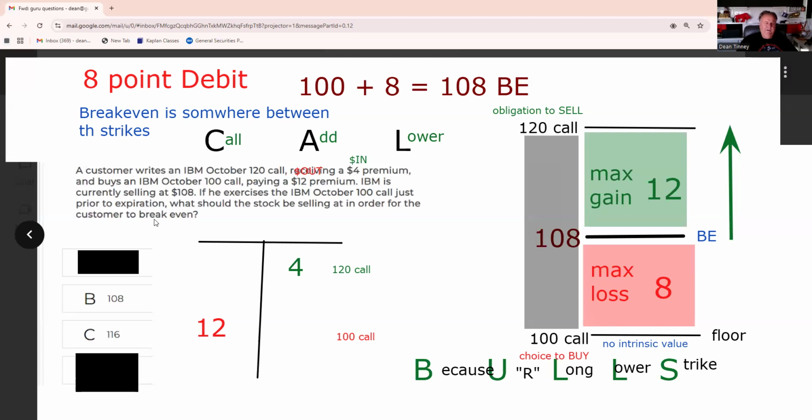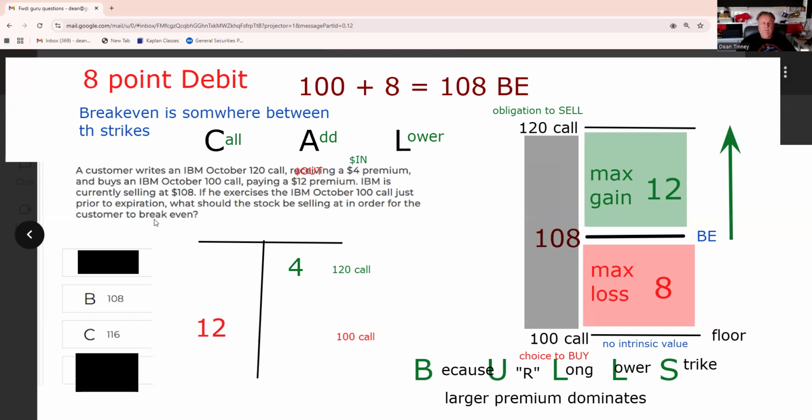The other way we identify the spread as being bullish or bearish is the larger premium dominates the position, which in this case is the 100 call that I'm long. So the larger premium dominates. If the premiums were missing, it would still be a debit call spread, because we should know that lower strike call contracts always have greater premiums. So that 100 call is always going to have a greater premium than the 120.